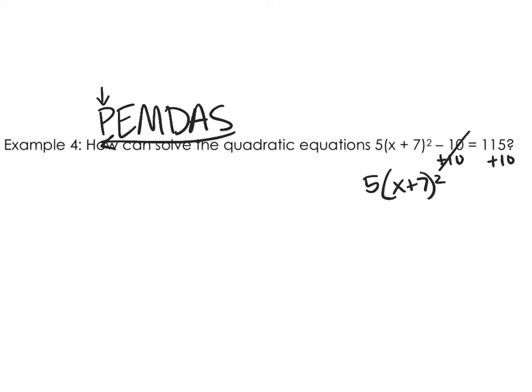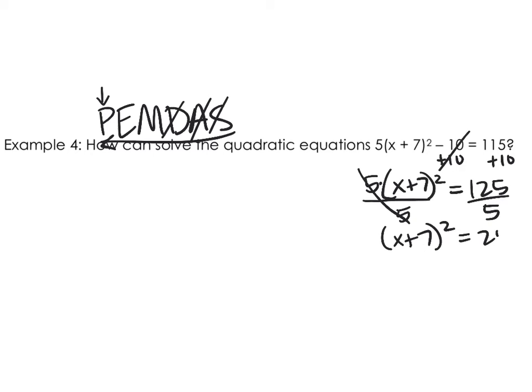(x plus 7) squared equals 125. So I did these, and now I need to look for, is there anything being divided? No. Is there anything that's multiplying right now? Yes. This 5 is multiplying times that parentheses. So I'm going to get rid of it by dividing by 5 on both sides. So that would give me (x plus 7) squared equals 25. So I got rid of my multiplying.